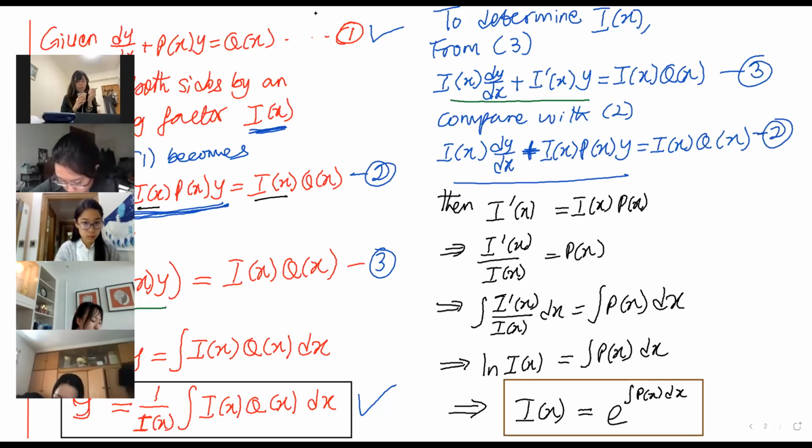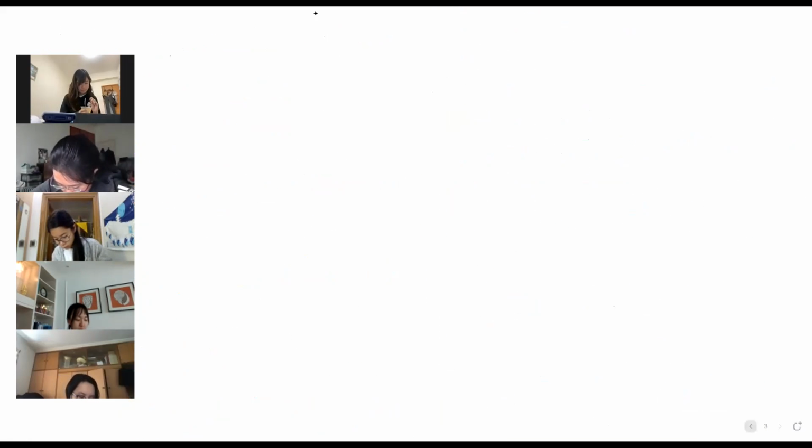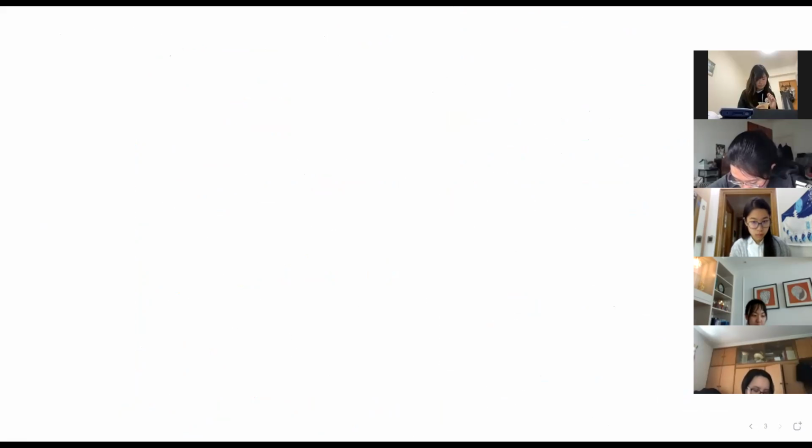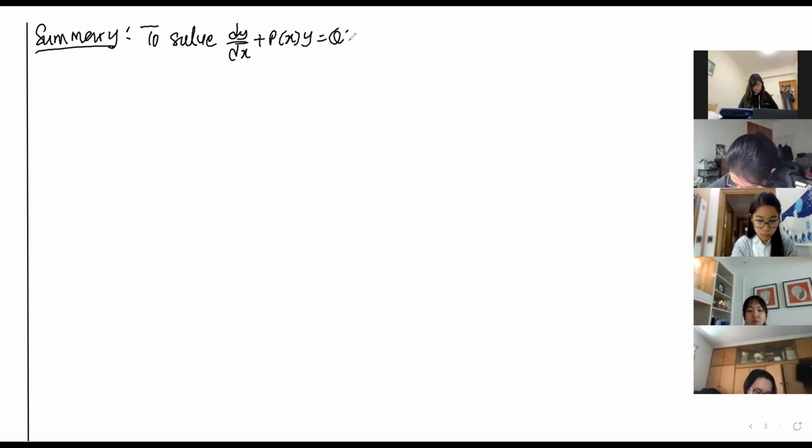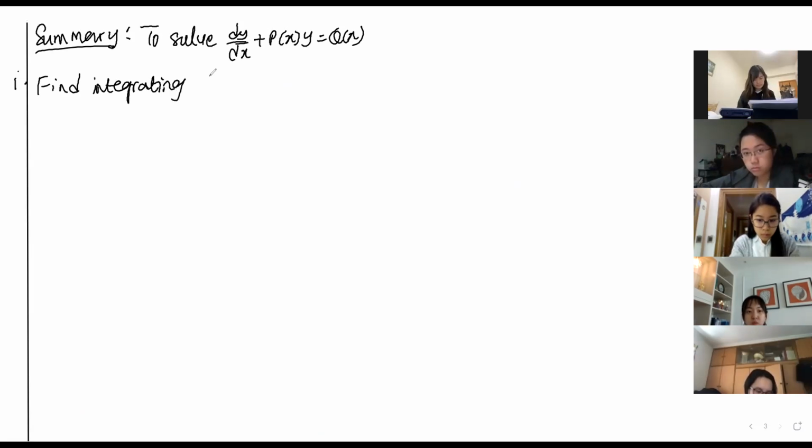Let's take a question. In your book, there are steps. Well, it's just exactly what we did in the previous slide. Maybe we can write down the steps. Steps to follow if you are solving, let's call this summary, to solve dy/dx plus p(x) y equals q(x). Step 1, find the integrating factor.